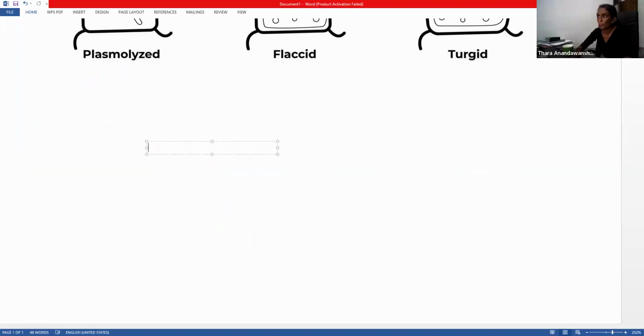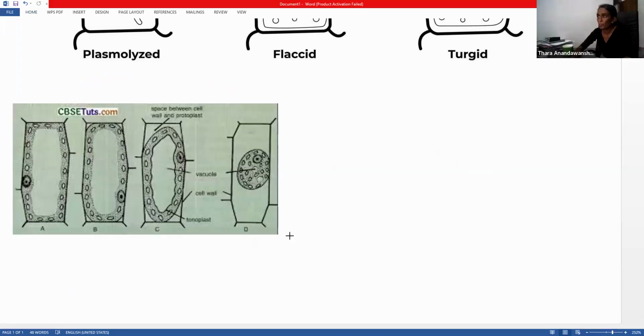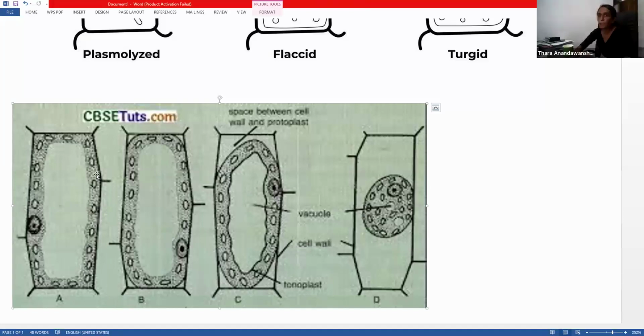Look at this picture I have placed here. It starts from a turgid cell, which has cytoplasm fully filled with water, giving some pressure towards the plasma membrane. So this A is a turgid cell. When the water starts to move out of the cell, there is one point where the cell membrane detaches from the cell wall. This is the first initial stage, which we call incipient plasmolysis.